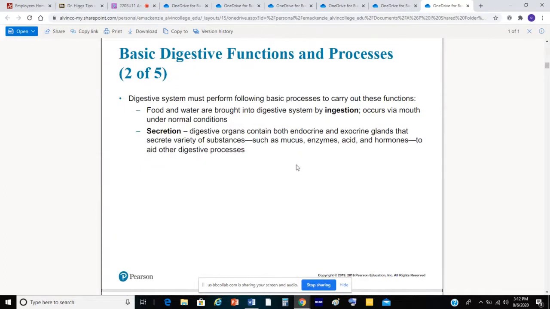For example, for me to break down food for nutrients, I need to first take the food in. I need to eat the food. I need to bring the food into my digestive system, called ingestion. That's one function, just ingestion. That's just you bringing food into your body. And for most people, you do that via the mouth.